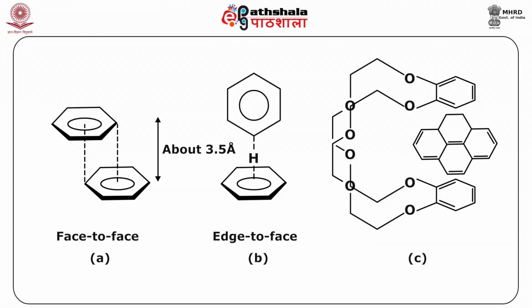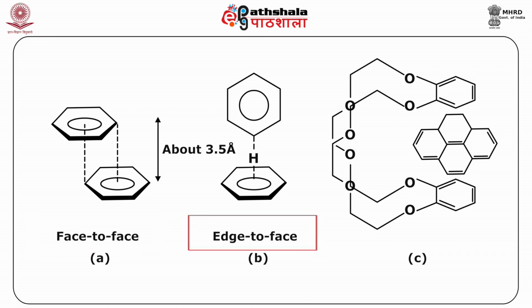There are two types of pi interactions. One is face to face, the other one is edge to face, as shown in the figure. The face-to-face pi stacking interactions are responsible for the slippery feel of graphite and its useful lubricant properties. Similar pi stacking interactions between the aryl rings of nucleobase pairs also help to stabilize the DNA double helical structure.